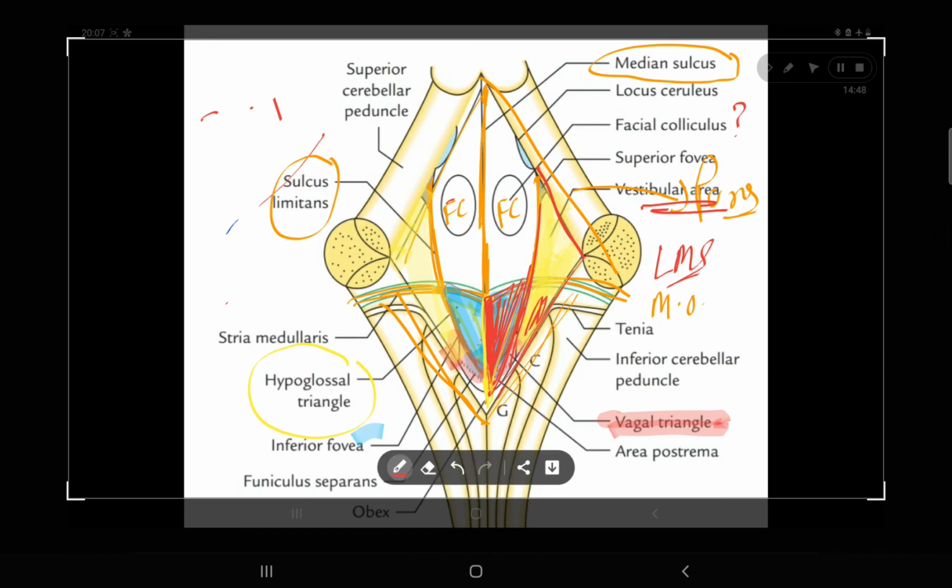Next session I will draw this diagram schematically and once again repeat all the things in a schematic representation, for better clarity.